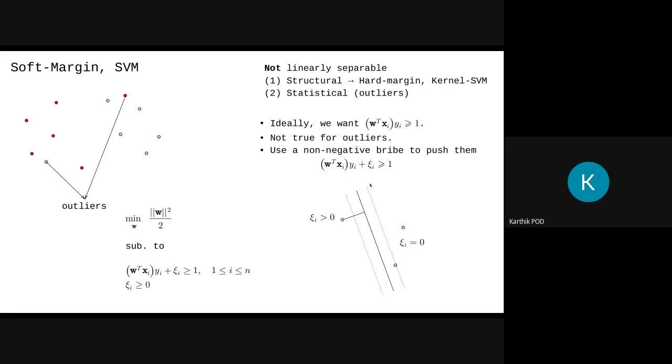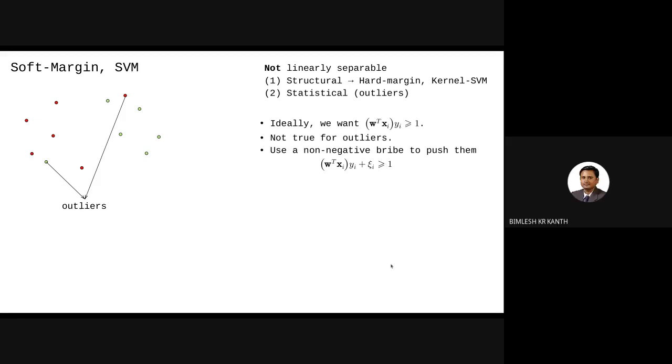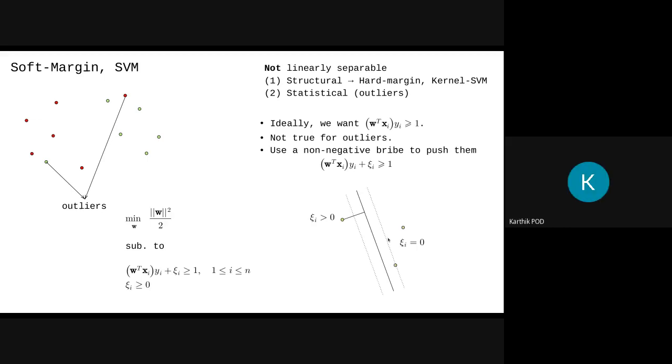Okay. Did you get that part? So 1 minus C, this is W transpose X equal to 1, for the ith point, that much has to be added. For this data point, this whole distance from the ith data point to the correct supporting hyperplane, you have to add that much as the bribe. Only then can it go to the correct supporting hyperplane.